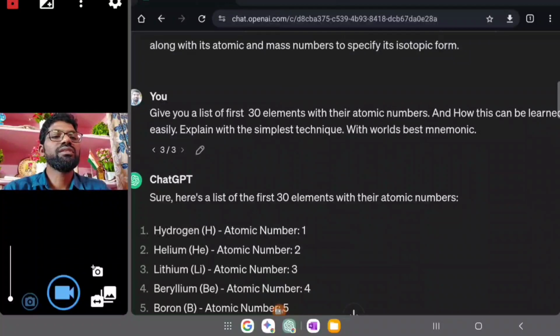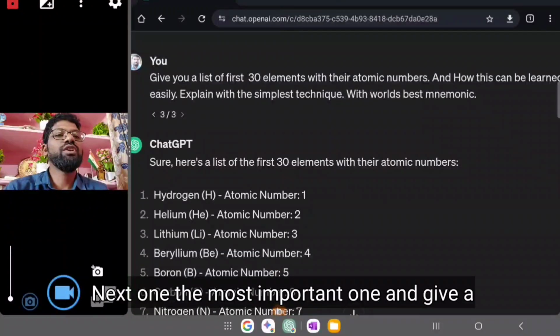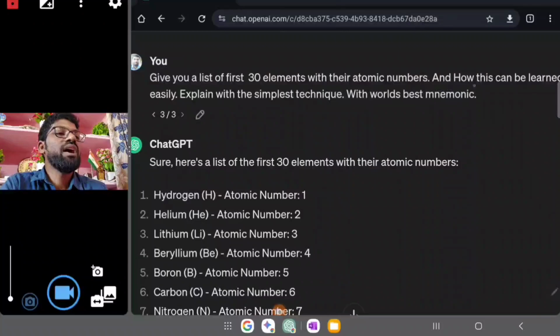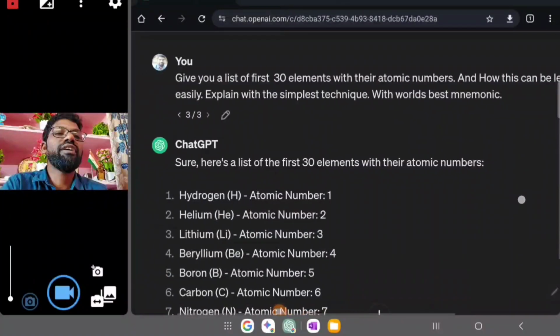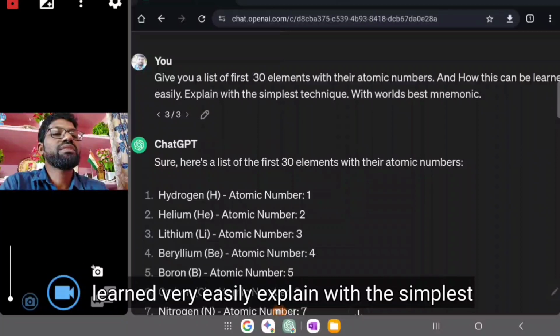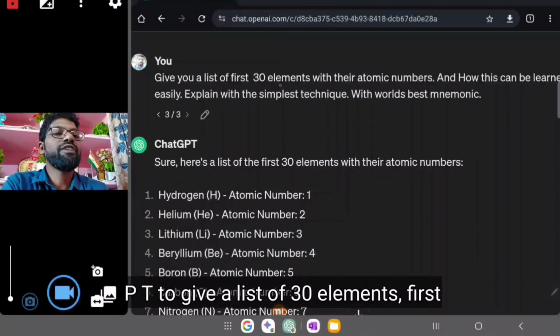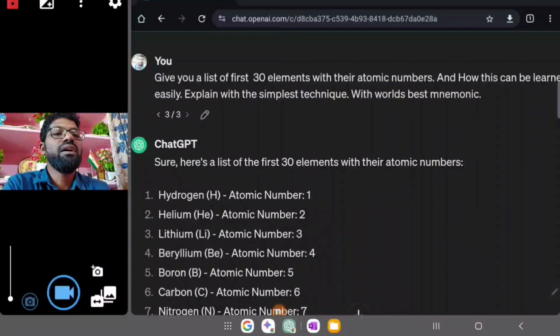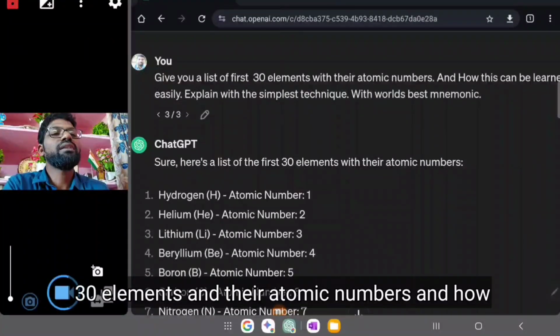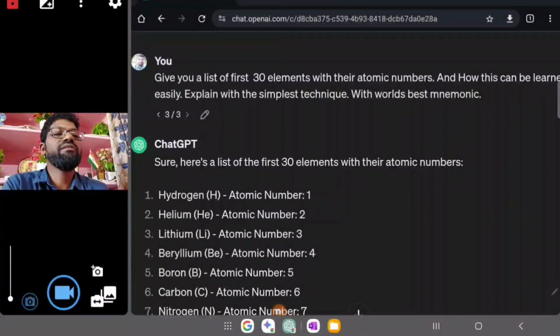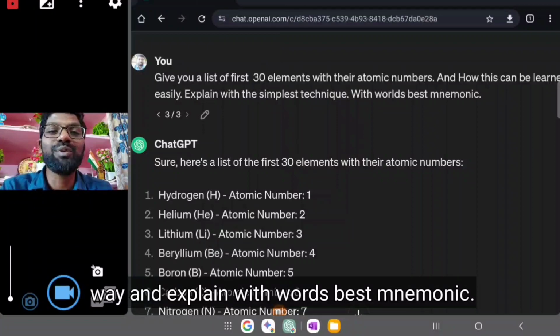Next one, the most important one. Give a list of 30 elements with their atomic numbers, and how this can be learned very easily. Explain with the simplest technique with the world's best mnemonic. So, here I have asked ChatGPT to give a list of the first 30 elements and their atomic numbers, and how we can remember these 30 elements in the easiest way, and explain with the world's best mnemonic.